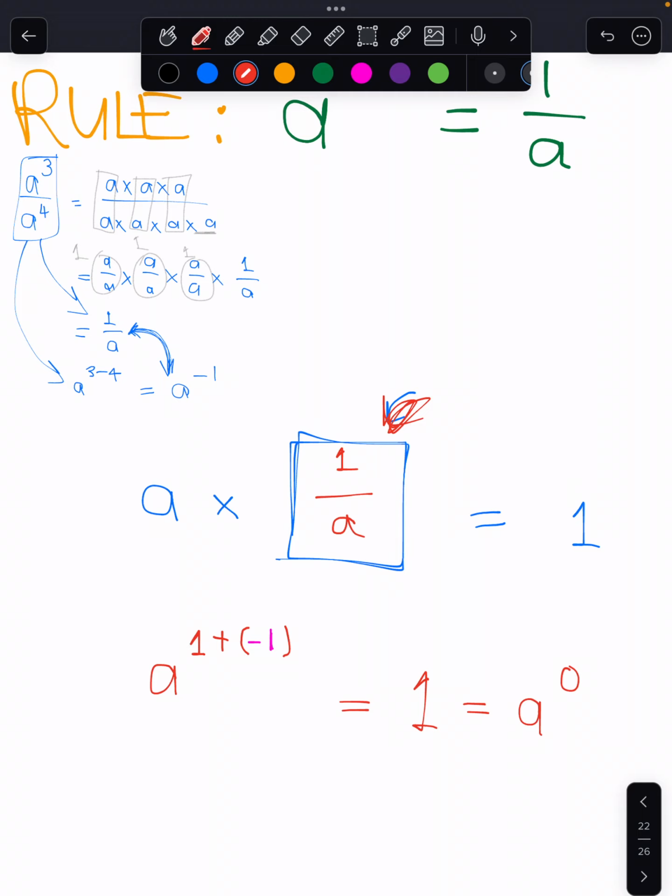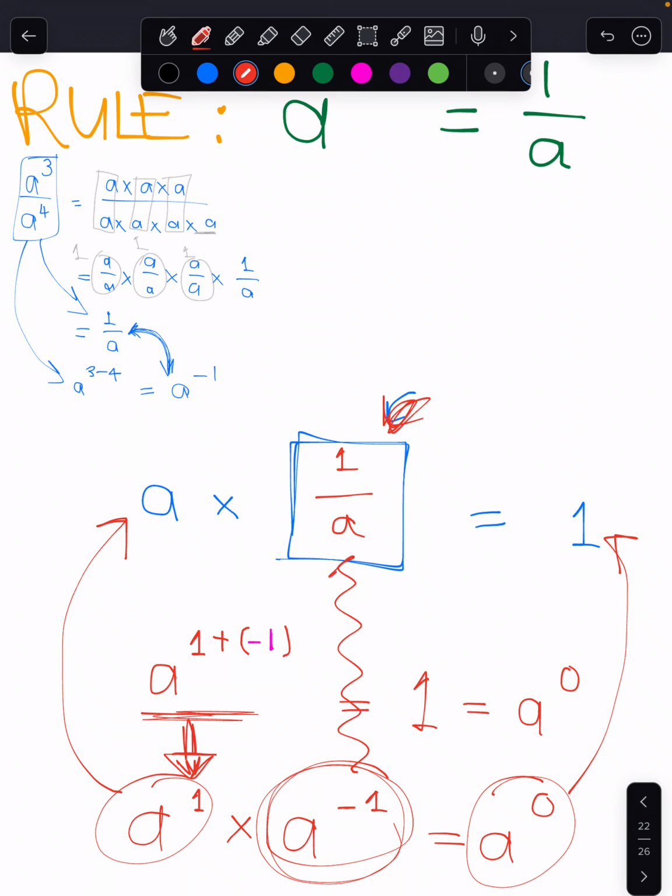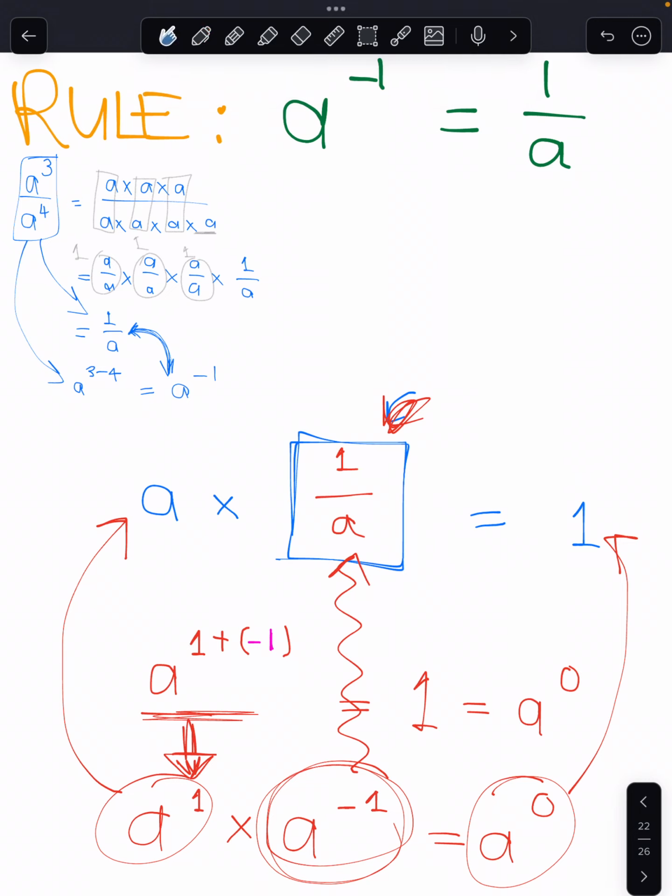And what does that mean? That tells me that a to the 1 times a to the negative 1 will give me a to the 0. And a to the 1 is the same as this, and a to the 0 is the same as this. So that suggests to us that a to the minus 1 must be the same as 1 over a. So that's where this relationship comes from.